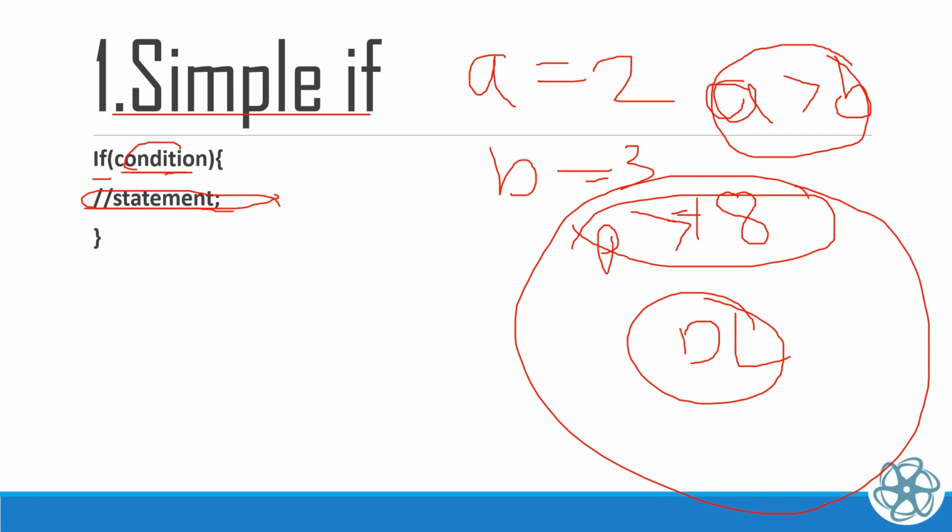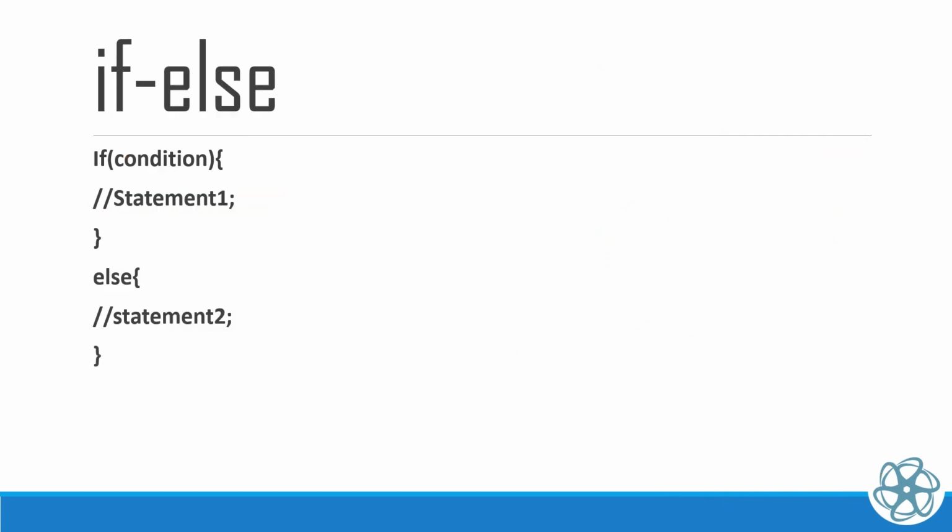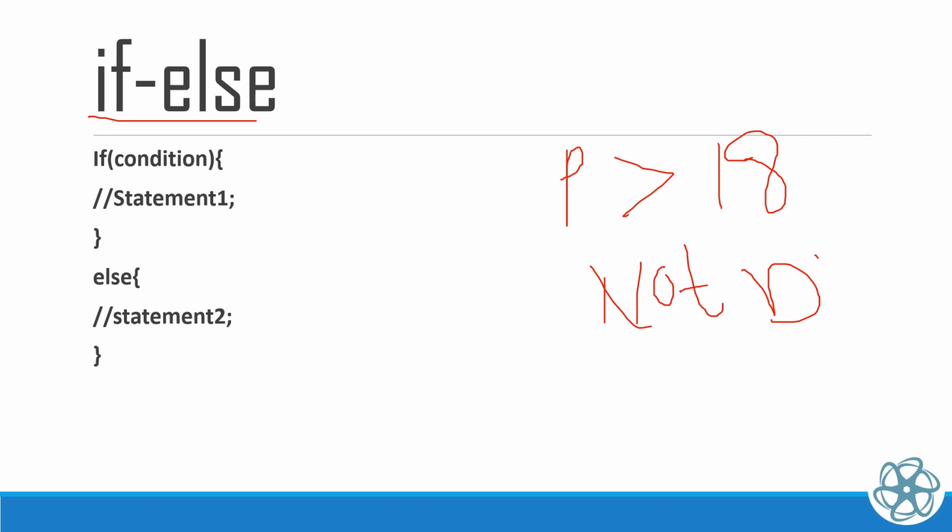Let's move to the second slide. Here is the if else statement. If the person is not greater than 18, then what do I have to print? He will not get the DL. So in the if condition I will write, if person is greater than 18, execute this statement, he will get the DL, else he will not get the DL.